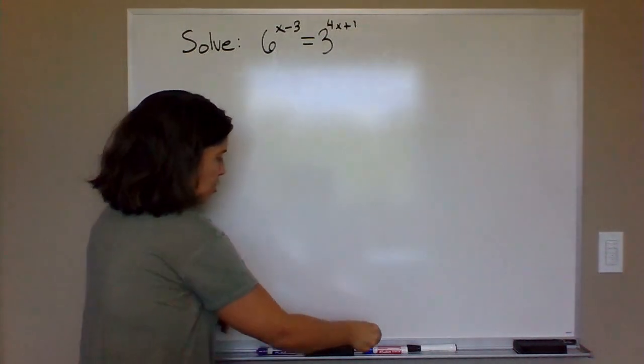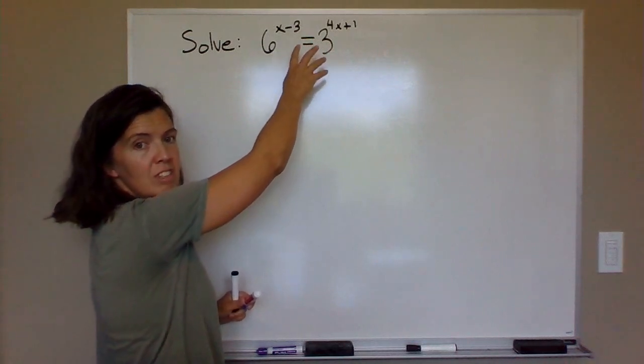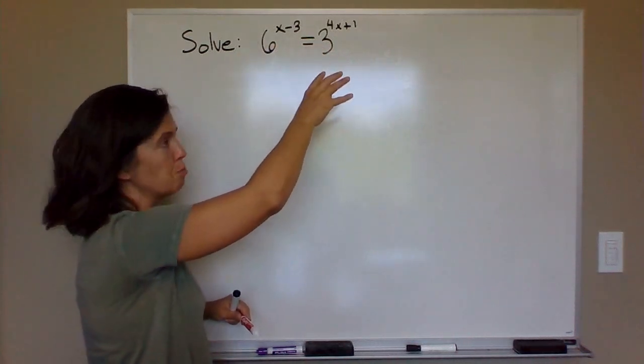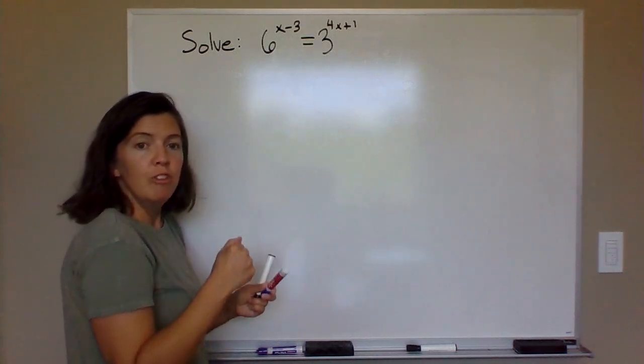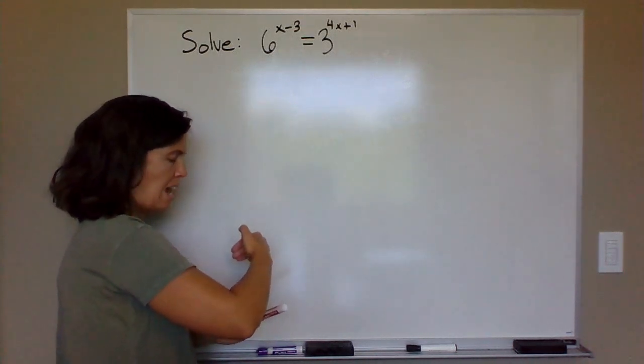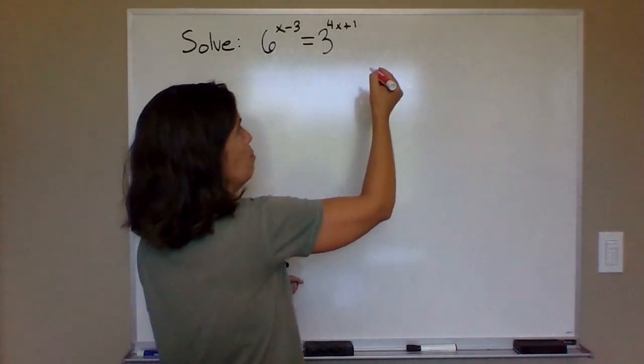So the first thing in solving this equation, we're trying to isolate x. And both x's here are floating up in the exponent. So we can't really isolate them when they're up in the exponent. So the first thing we want to do is bring them down out of the exponent using this property of logarithms.